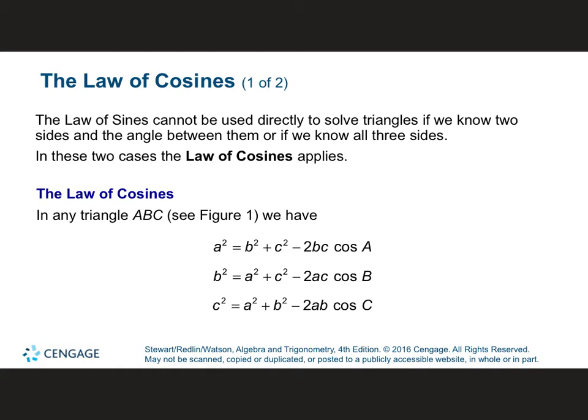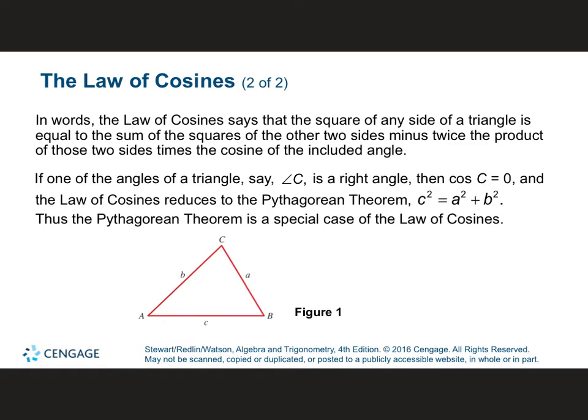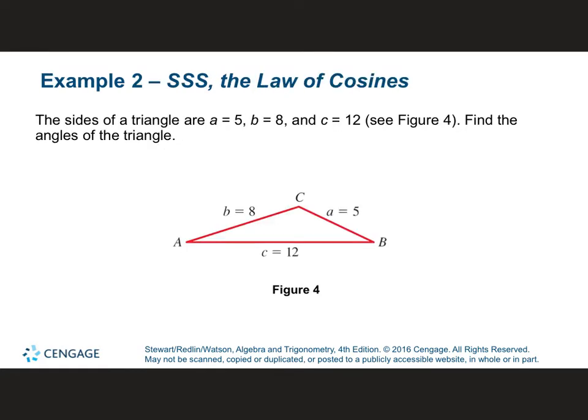So it's pretty much that what's on the outsides are the same, and what's on the insides are the same. If we look at our example, it tells us that the sides of a triangle are A equals 5, B equals 8, and C equals 12. We're going to find the angles of the triangle. We're going to round to the nearest tenth, so one decimal place.